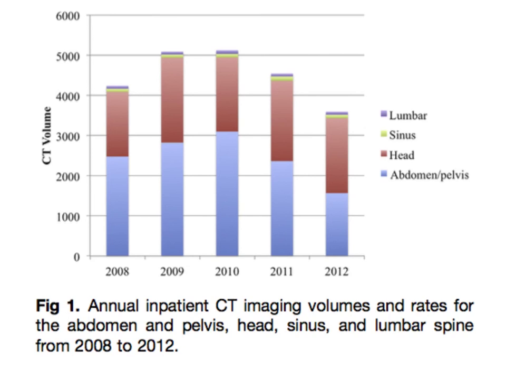If you look at this, these are actually the volumes and rates. This is volumes, the total number of CTs. For 2008, there were about 4,200 CTs performed at this one health system. If you think about that, that's 4,000 divided by 365, so there's an average of 10 a day, a little bit more than 10 a day.